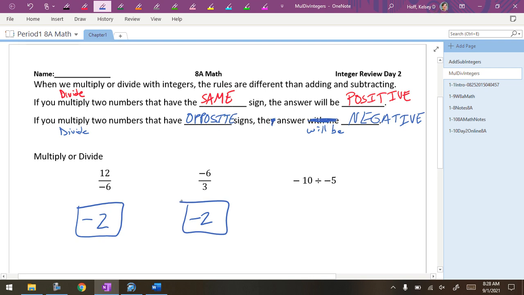Sometimes they might write division with a division sign. It means the same thing. Ignore the signs. 10 divided by 5 is 2. 10 is negative, 5 is negative, so are they the same or opposite? Same. My answer should be positive.